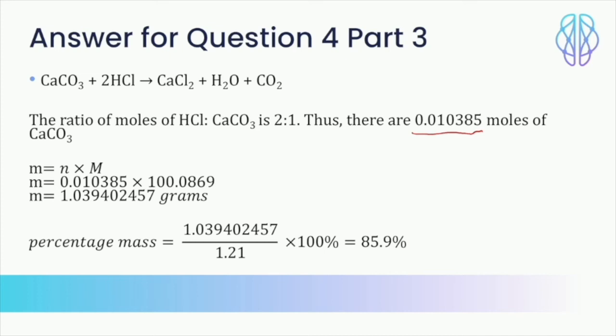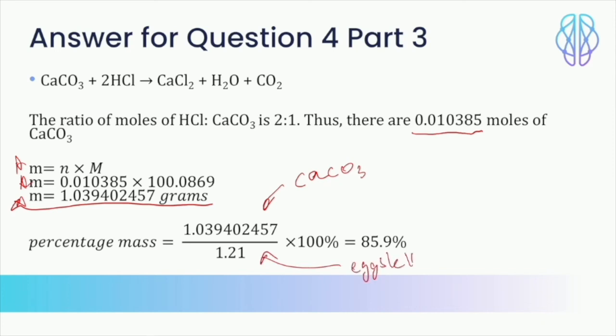Then we need to find the mass. It said by percentage mass. We're still not done yet. We're close. We found the moles, but we still have a job to do. So the mass is the number of moles times the molecular weight. We're actually given the molecular weight. So again, equation, substitution, answer. The percentage mass is the mass of the calcium carbonate over the mass of the eggshell. And then obviously it's a percentage, so you multiply it by 100. And then you get 85.9%.